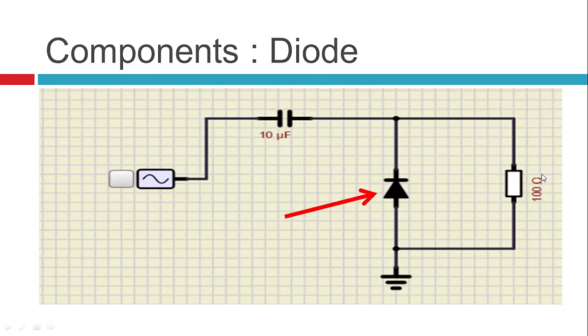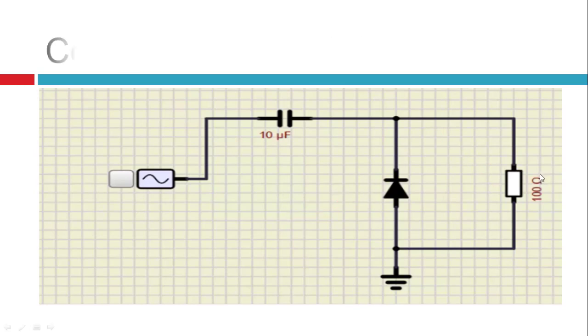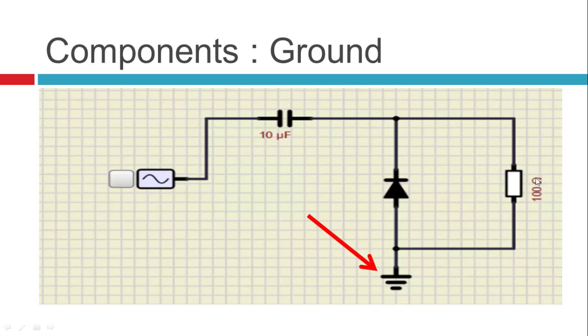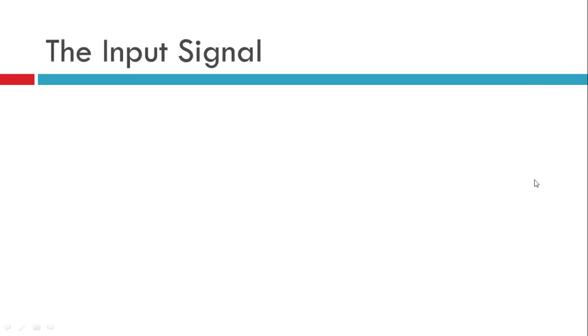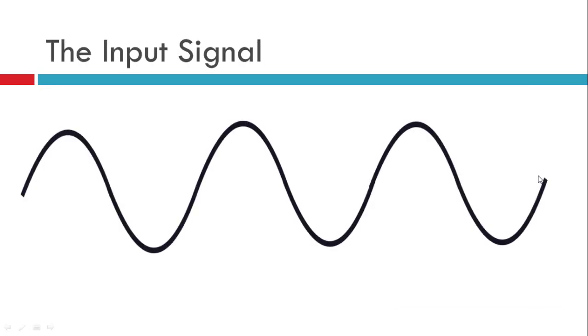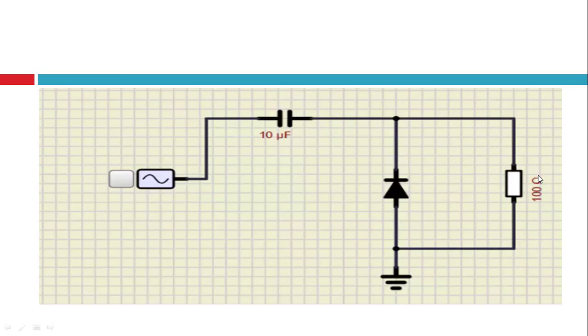Now we can note that the diode is connected in such a way that the N part is connected to the capacitor, and the P part is connected to the ground. Then we have the resistor, a 100 ohm resistor, and to complete the circuit we need a ground. This is the ground, which is connected to the P part as well as the other end of the resistor. Now the input signal, of course, is a sine wave.